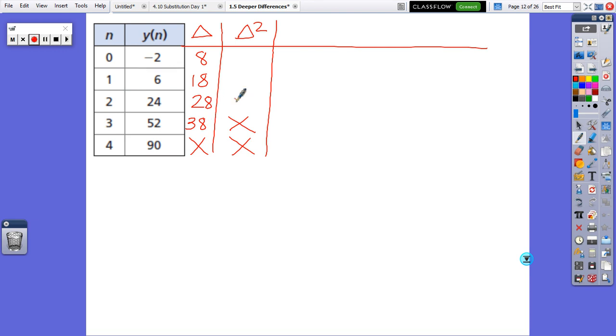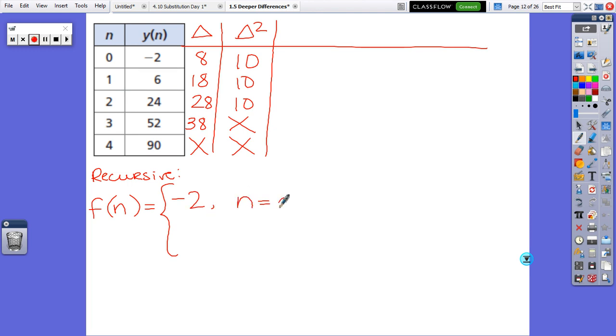So 38 minus 28 is 10. 28 minus 18 is 10. 18 minus 8 is 10. So if we're doing our recursive, okay, we do f of n is equal to, and it should be y of n, I just realized, I'm sorry. Start with this one. That's your negative 2 when n is equal to 0.